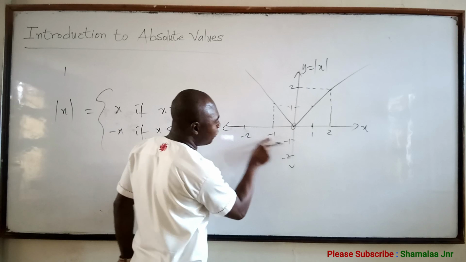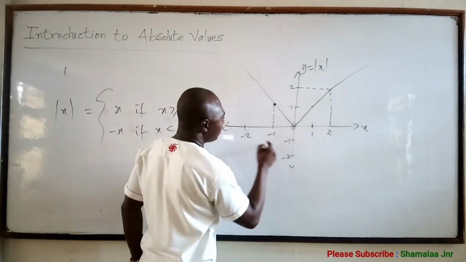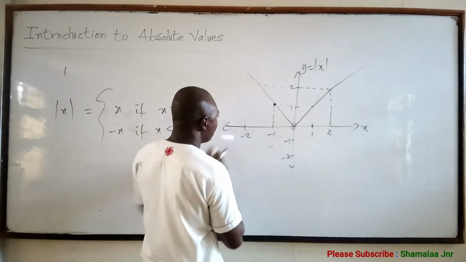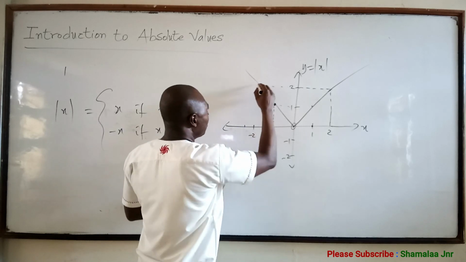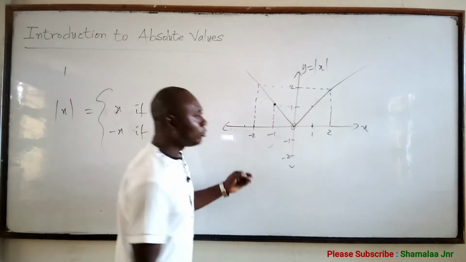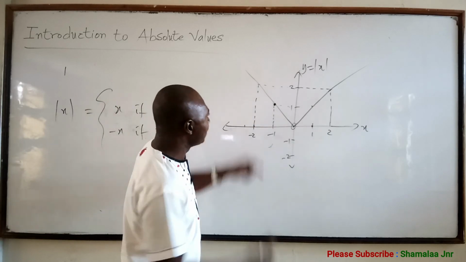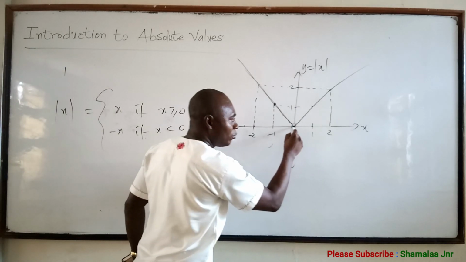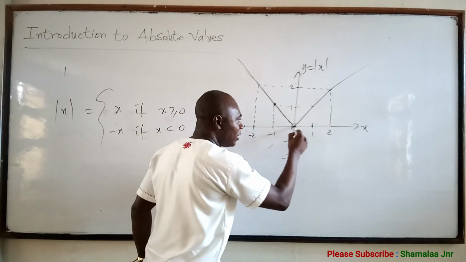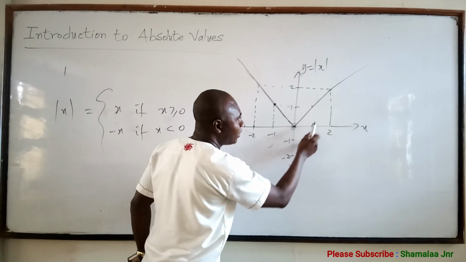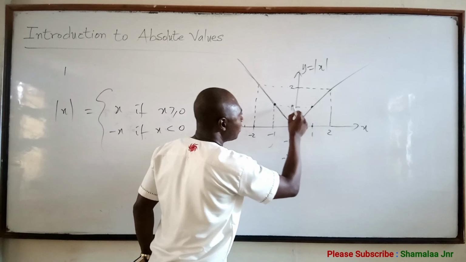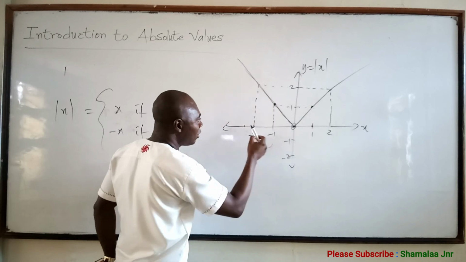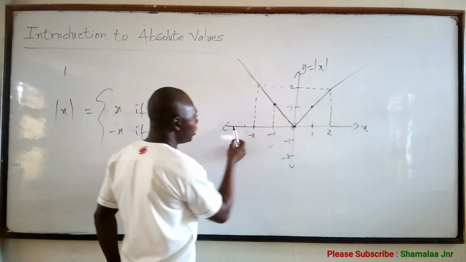What this means is that the absolute value of negative 1 is 1. You see? So when you draw or sketch the absolute value function, this is it. Now the absolute value of 0 is 0. That's why this point is 0, 0. Now the absolute value of 1 is 1. Are you seeing it? The absolute value of 2 is 2. The absolute value of negative 1 is 1. The absolute value of negative 2 is 2. So it will continue like that.